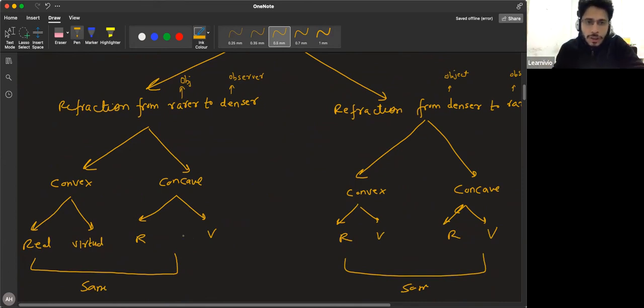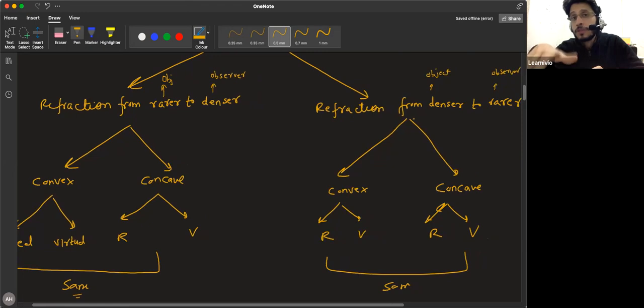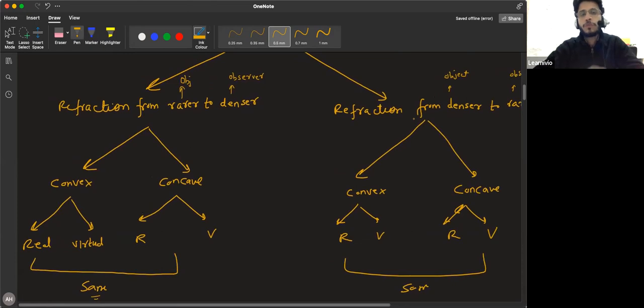But for all these 4 cases, you will have the same relation. Means if refraction is from rarer to denser, you will get the same relation whether you have a convex surface or a concave surface. You will have the same relation whether you have a real image or a virtual image. Similarly here, if your refraction is from denser to rarer, you will get the same relation for convex and concave surface. You will get the same relation whether your image is real or virtual. So we have two sets of formulas. One is for rarer to denser, another is for denser to rarer.